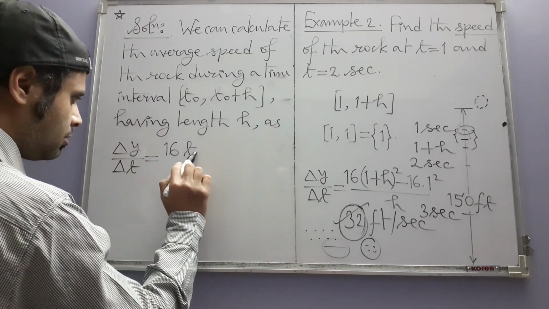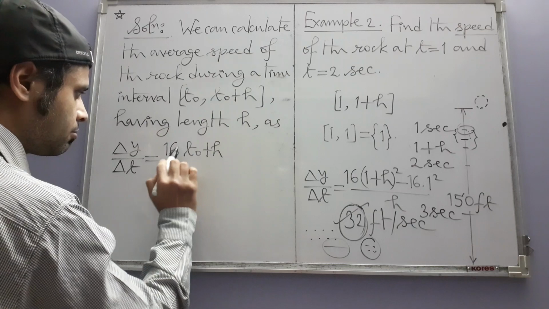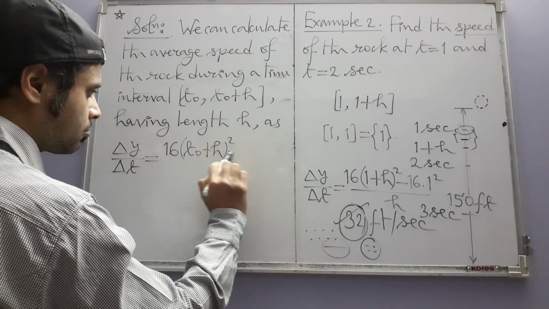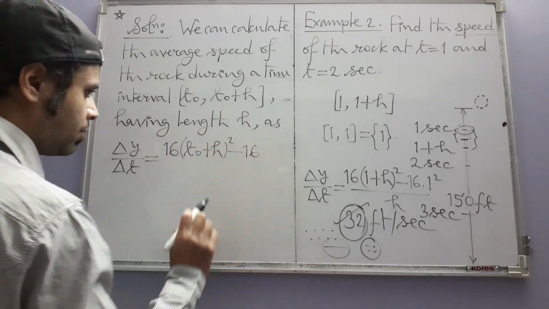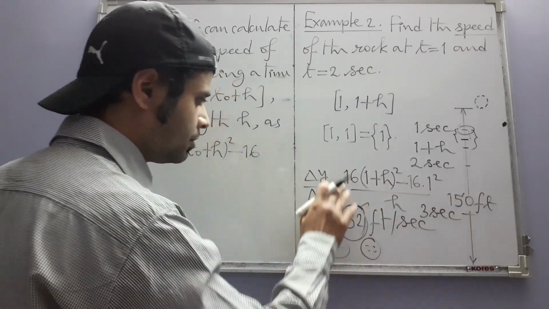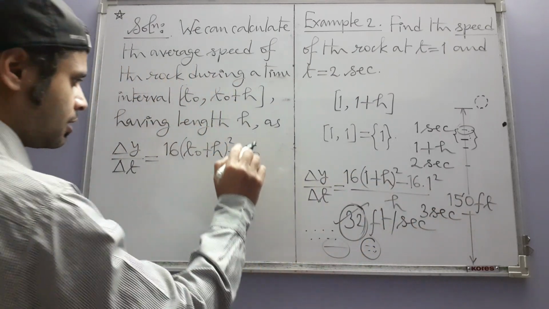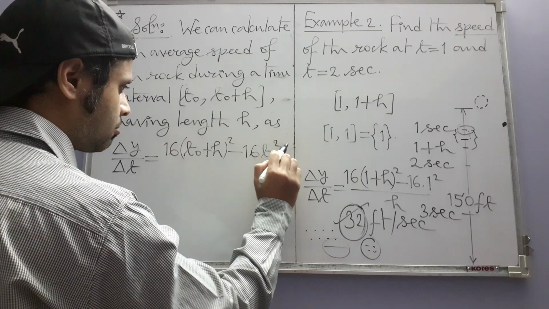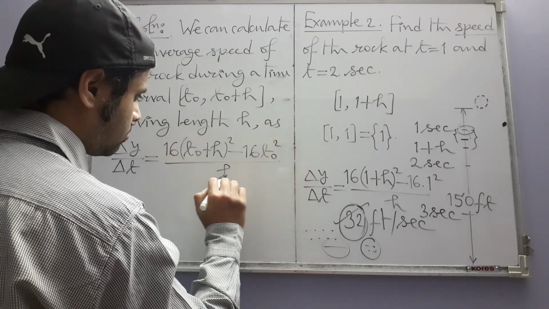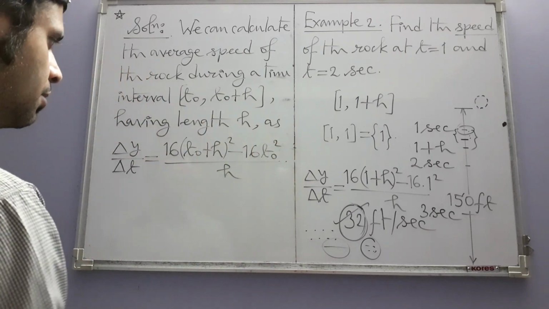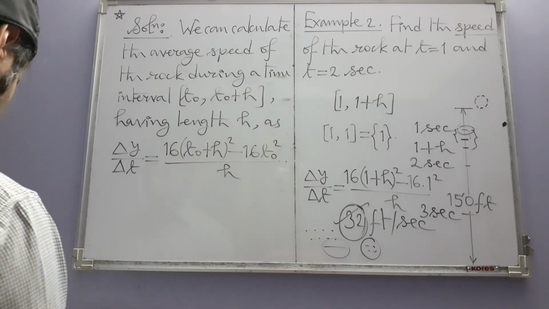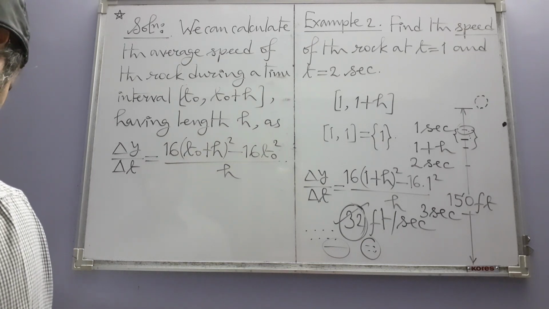There we have 1, here we have t naught. And when in place of 1 you have 2, you just have to write 2 plus h, that's all. But this cannot be used to calculate the instantaneous speed.